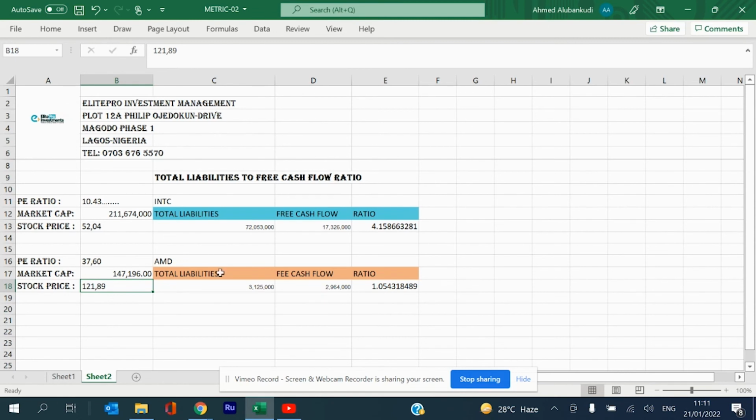However, look at the PE ratio for Intel, 10. For AMD is almost 40, like triple or more. Look at the stock price. For AMD, $121, while for Intel, you have $52. Now, it is up to you. Obviously, one of them is a value stock and the other one is a growth stock. It is for you to decide.